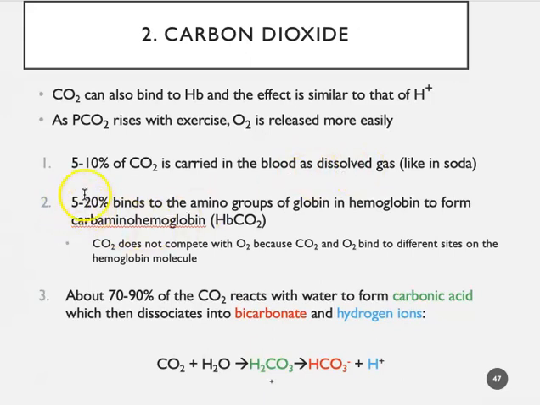About 5 to 20% binds to the amino group of globin. So it doesn't bind to the heme part like oxygen does. It binds to the globin part to form something called carbamino-hemoglobin. Again, it doesn't compete with the oxygen. So the hemoglobin molecule can also transport carbon dioxide. But the vast majority of the carbon dioxide will react with water, as we saw a moment ago in this reaction, and is transported as bicarbonate.